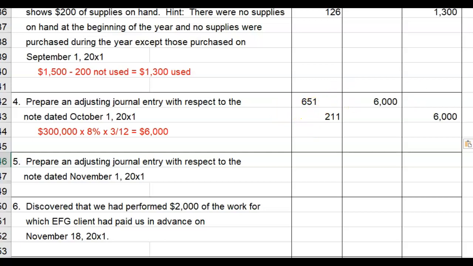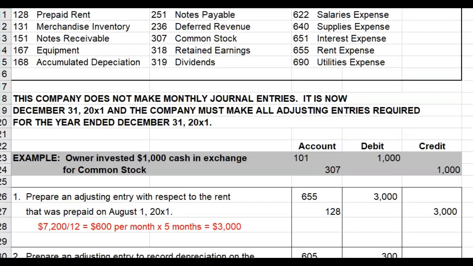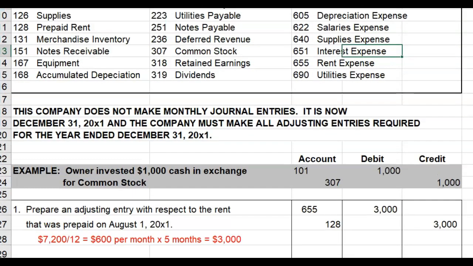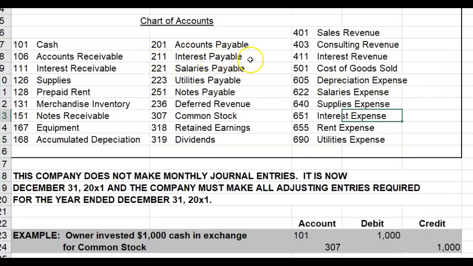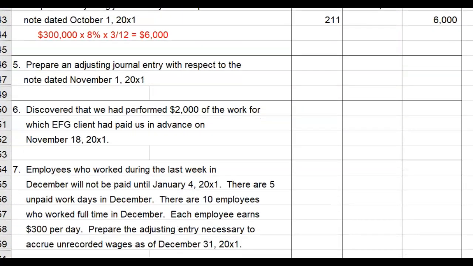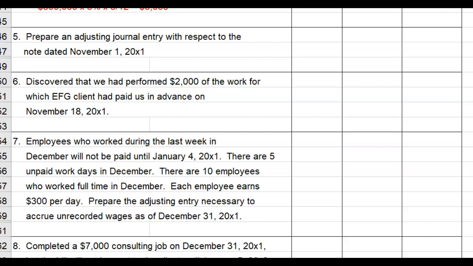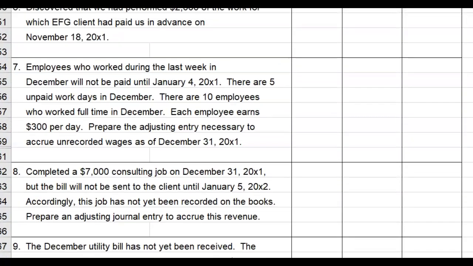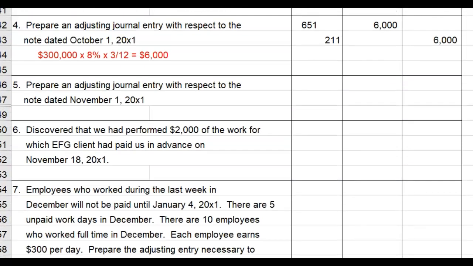Debit account 651, interest expense. And we're not paying that. We won't pay it until October of next year. So credit interest payable, account 211. Debit 651, $6,000. Credit 211, $6,000. I want you to go ahead and write the adjusting journal entries for transaction number 5 through number 9. Then start the video again to check your work.